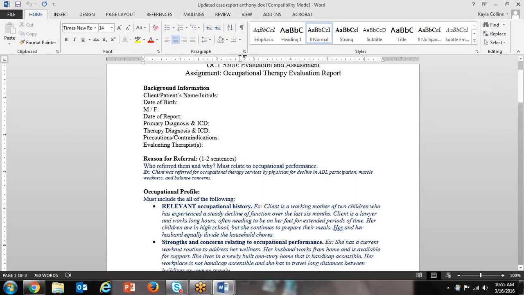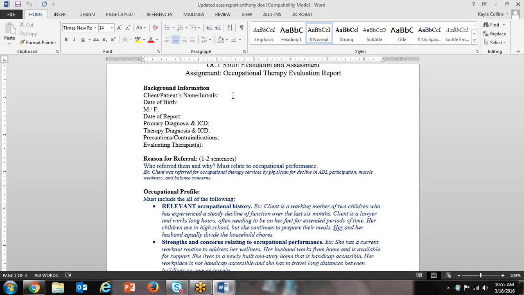So the first section is background information. You're just going to put the information as you see it in the case for Anthony. If you don't know specific items, you can make them up. For example, the date of the report, you can do today's date, the date that it's due, a month ago. It doesn't really make a difference to me. His date of birth, just calculate 10 years back from whenever you're filling it out. So he's 10 years old. You can make up a last name if you'd like to.